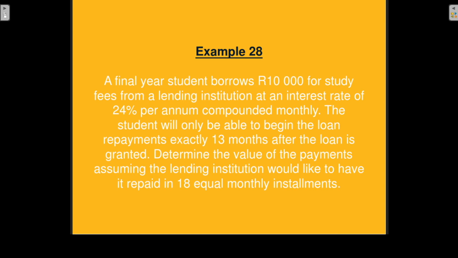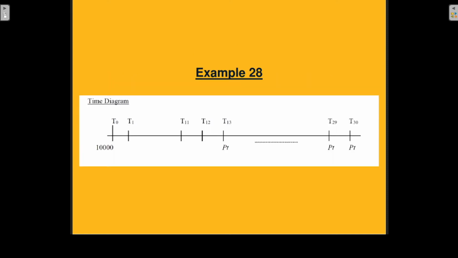A final year student borrows 10,000 rands for study fees from a lending institution at an interest rate of 24% per annum compounded monthly. The student will only be able to begin the loan repayments exactly 13 months after the loan is granted. Determine the value of the payments, assuming the lending institution would like to have it repaid in 18 equal monthly installments. So we can illustrate this example with the following timeline.